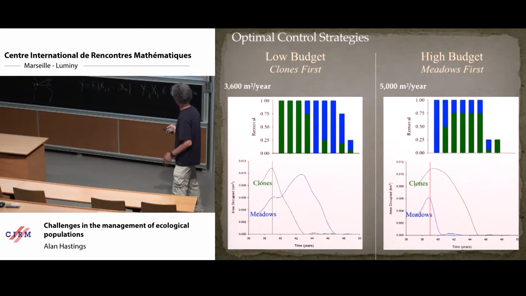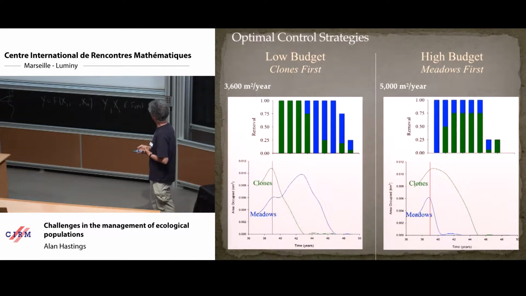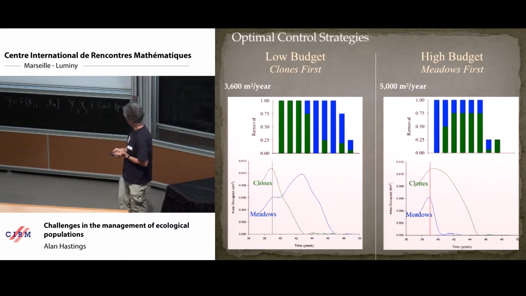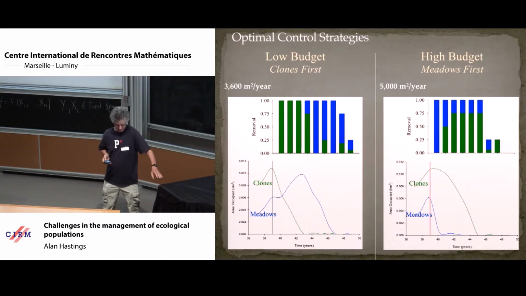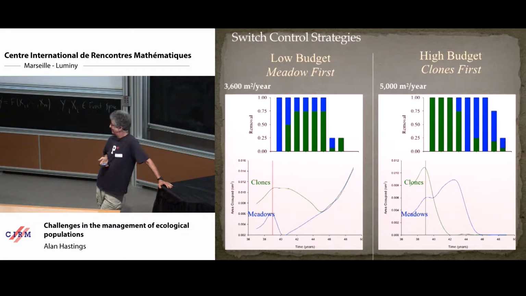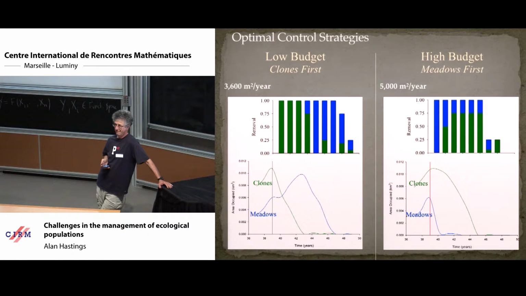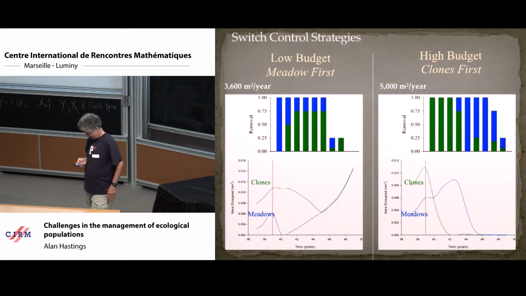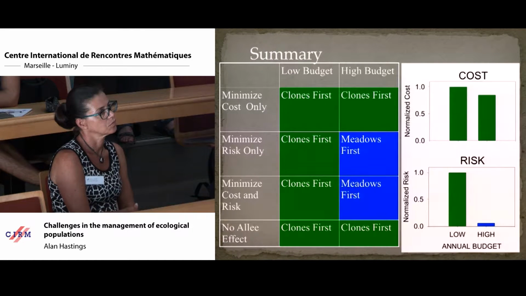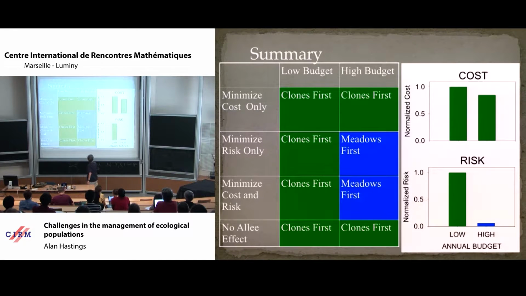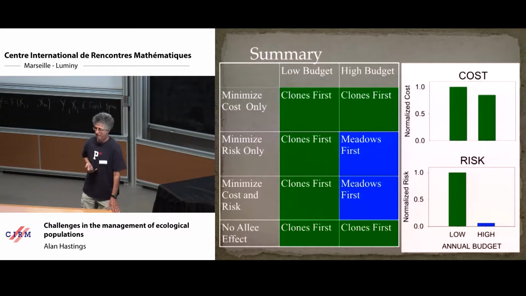Here, if you have a low budget and you do the optimum, and you have a high budget, you do the optimum, you see that you can get rid of it. If you actually do the wrong thing, and you have a low budget, and you do the meadows first rather than the clones first, you fail. And so, to summarize this, the thing in the bottom right, the risk part, is the part I didn't go through in detail, but we add in the importance of trying to reduce the probability of invading the next habitat.